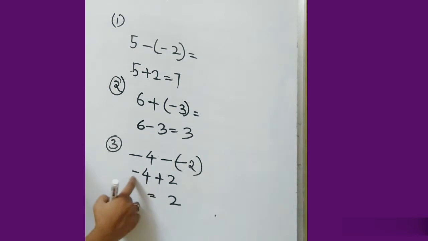Now what is the sign? Which is the greater here? 4 is greater number. So you have to put the sign of 4. What is the sign? Minus. So this is the way you have to solve the integers, student. Okay. This is all about addition and subtraction. Now we'll see about the multiplications.